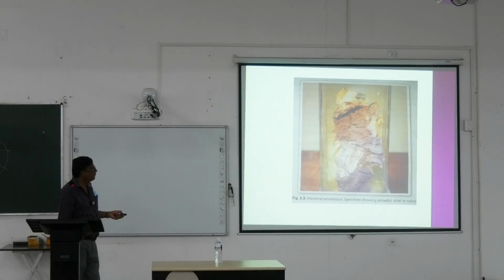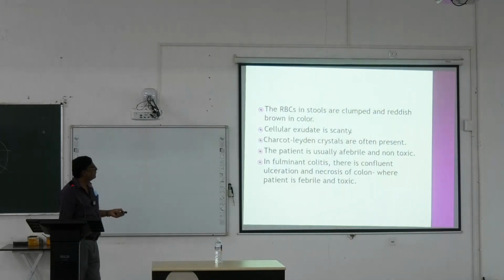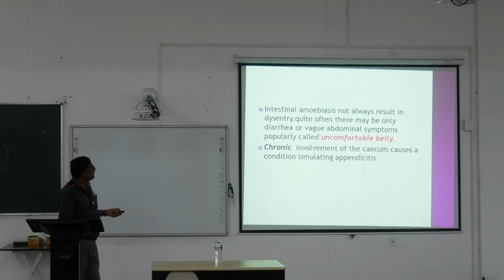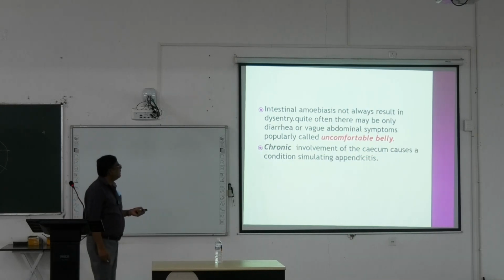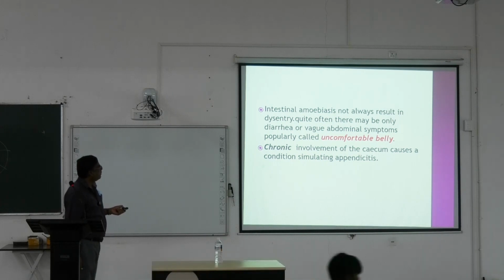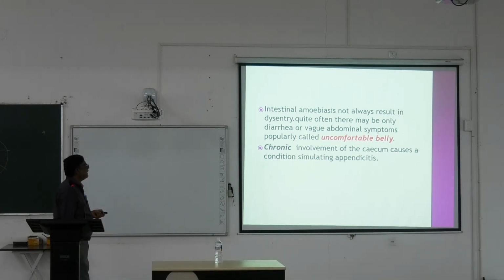The condition of the intestine, totally right. The RBCs in stools are clumped and reddish brown in color. Cellular exudate is scanty. Charcot-Leyden crystals are typically present. Intestinal amoebiasis does not always result in dysentery. Quite often there may be only diarrhea and vague abdominal pain, a very uncomfortable belly.